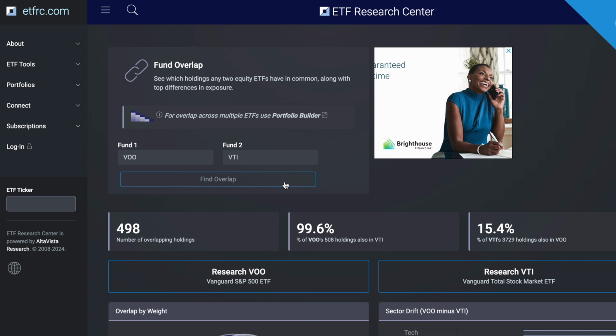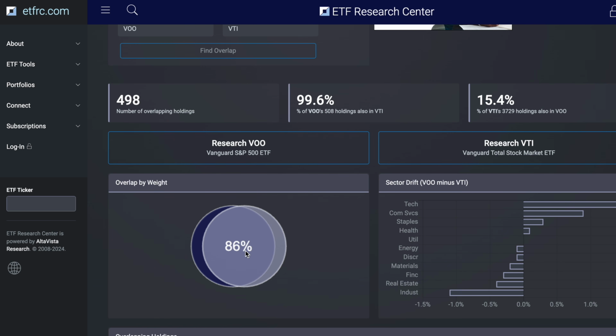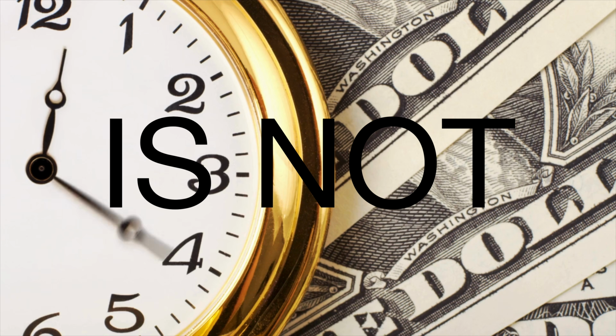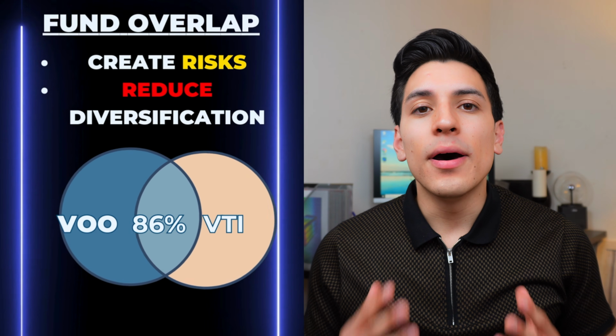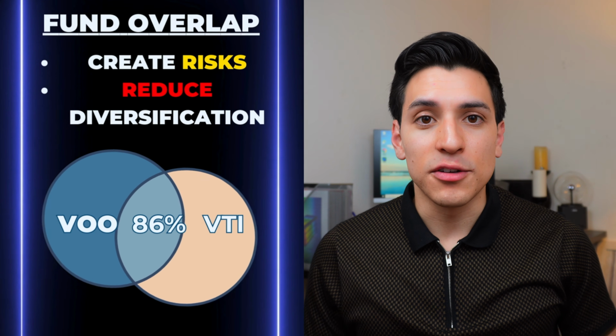and as you can see, the fund overlap by weight is the most important thing, and it's at 86% overlap by weight. These ETFs have a high amount of fund overlap, a perfect example. Now, fund overlap is not a really bad thing, but it might create some unforeseen risks and reduce your diversification.